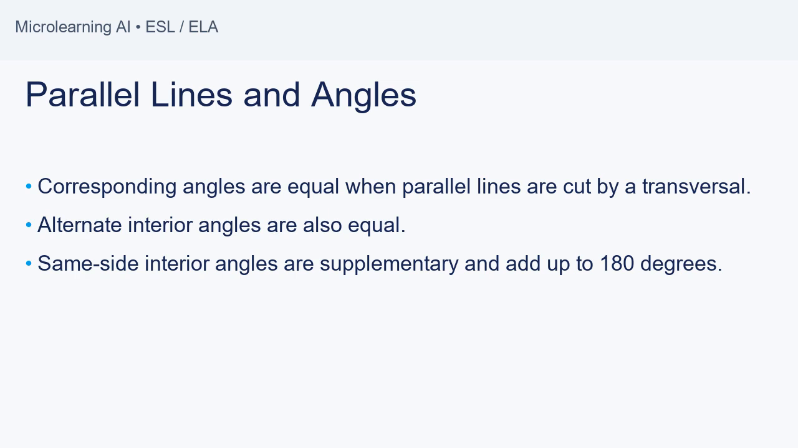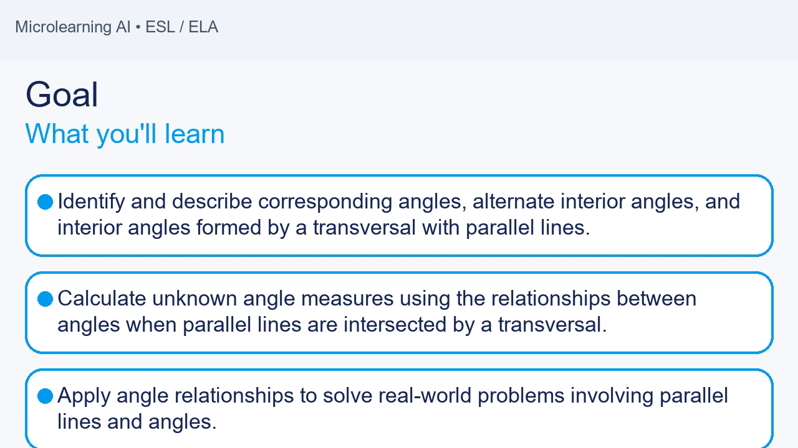Today, we learn about parallel lines and the angles they create with a transversal. Goals for this lesson: identify and describe corresponding angles, alternate interior angles, and interior angles formed by a transversal with parallel lines.